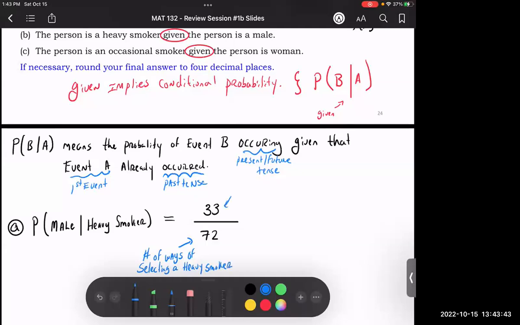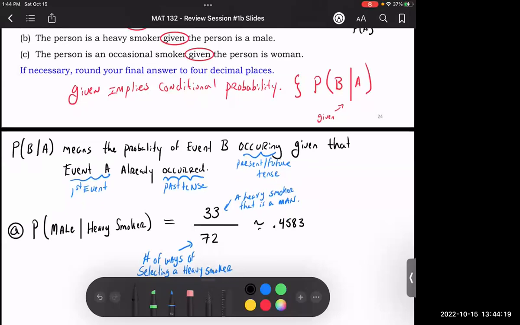And on the top, you have a heavy smoker that is a man. Sorry for my chicken scratch writing. Okay. And of course, you do the computation in your calculator. You take 33 divided by the 72, and then round to 4 decimal places. You would have got approximately 0.4583. And that's it. That would have been the solution to part A.